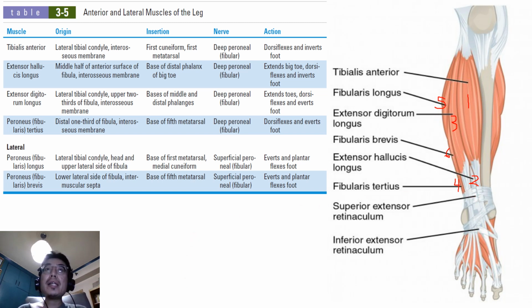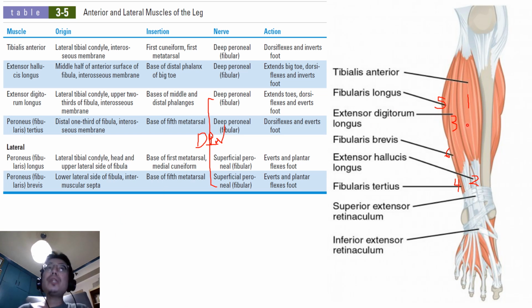Therefore, it is easy to remember that all four of the anterior leg muscles, the tibialis anterior, the extensor hallucis longus, extensor digitorum longus, as well as the peroneus tertius, all of them are innervated by the deep peroneal nerve, also known as the deep fibular nerve.